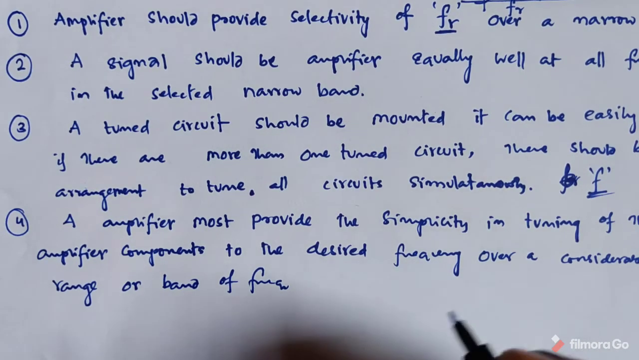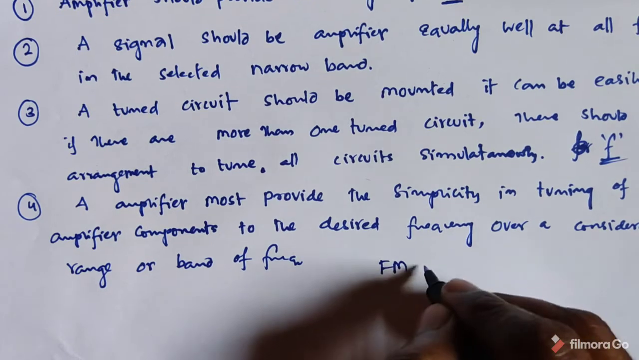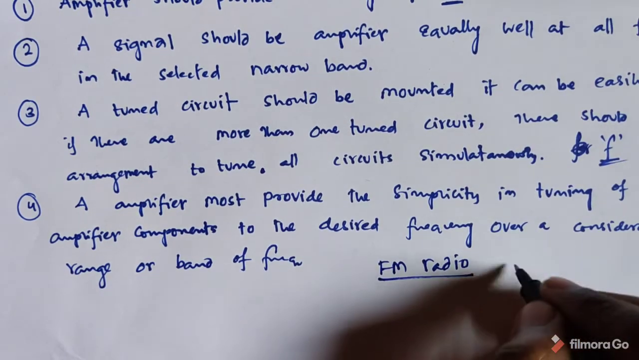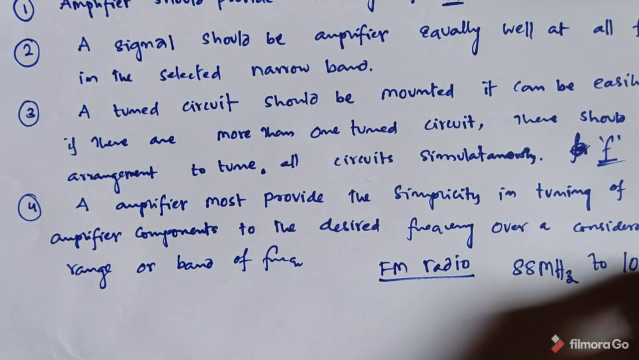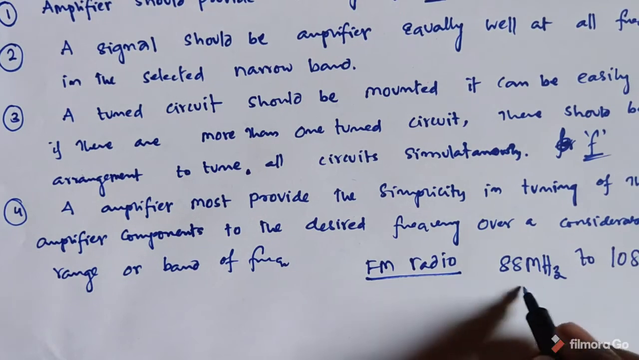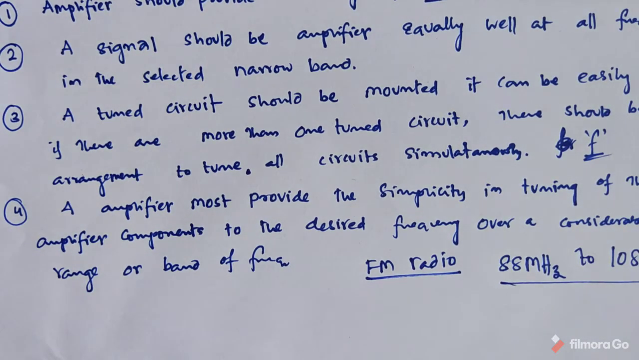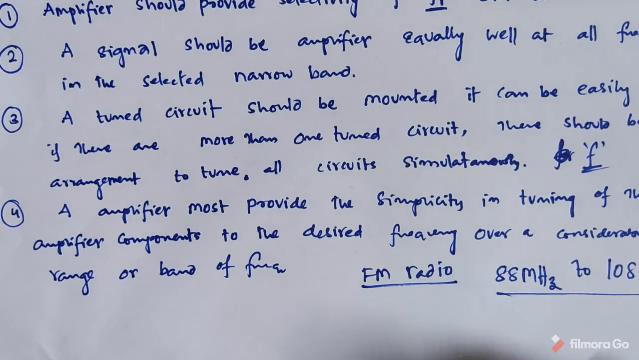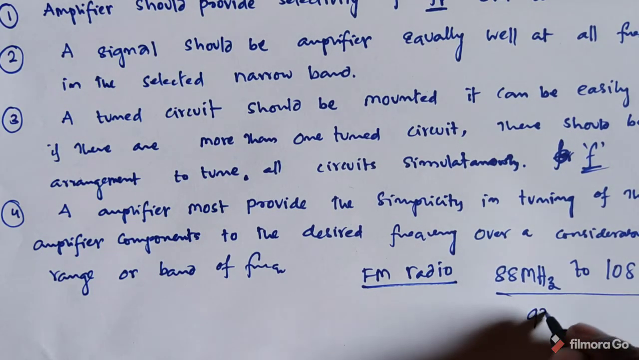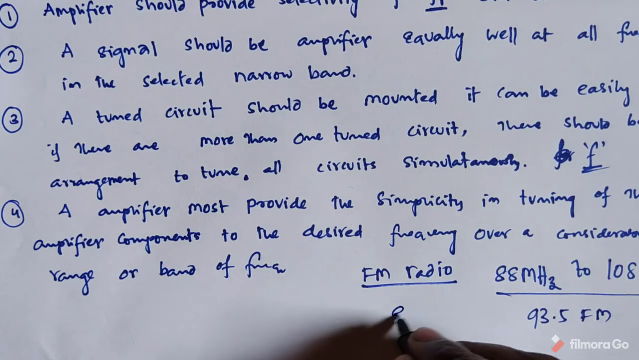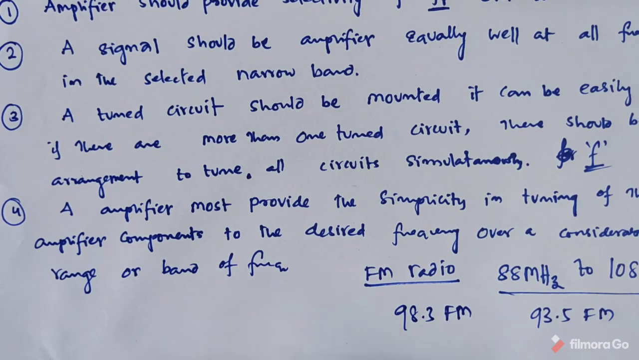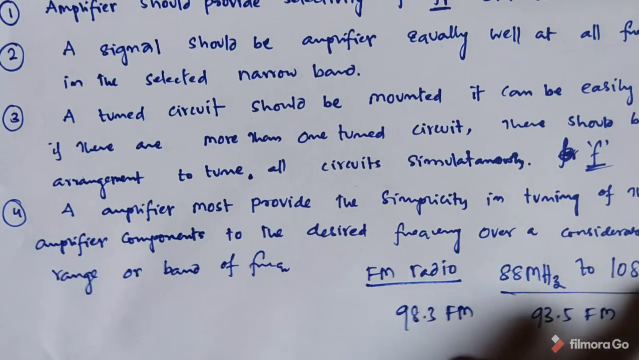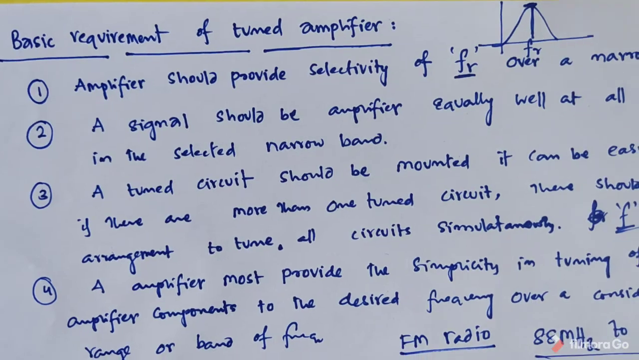band of frequency. For example, the FM radio frequency range is 88 megahertz to 108 megahertz. Within this interval, you can have a number of FM stations. You have to tune until you reach the desired frequency, for example 93.5 FM or 98.3 FM. These are the frequencies you have to use with tuning to get the desired frequency. These are the basic requirements of tuned amplifiers.